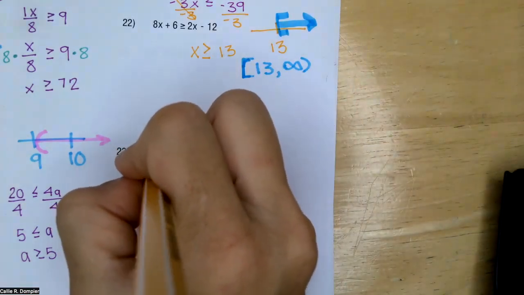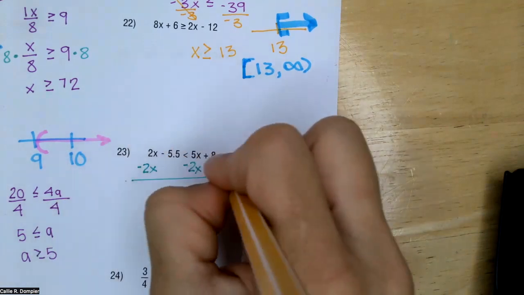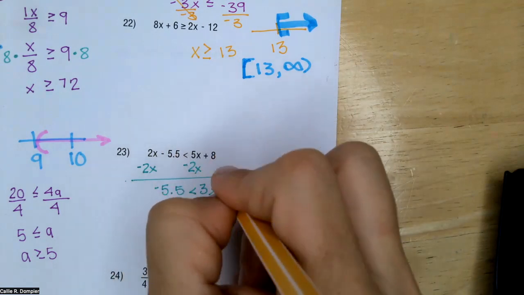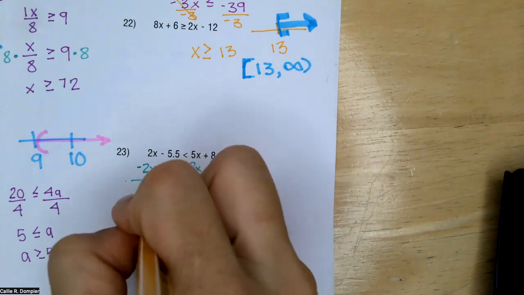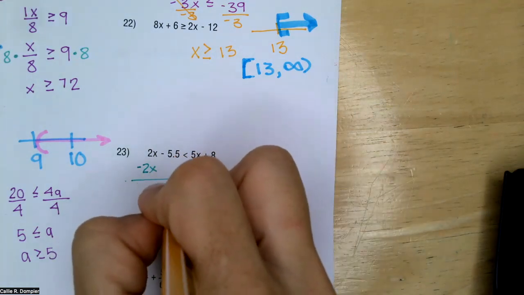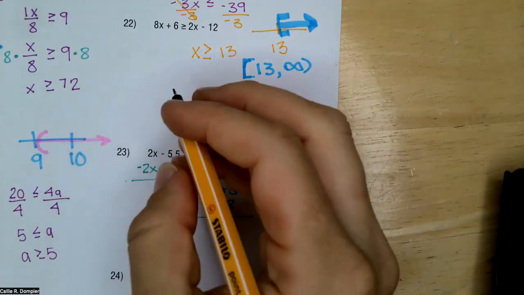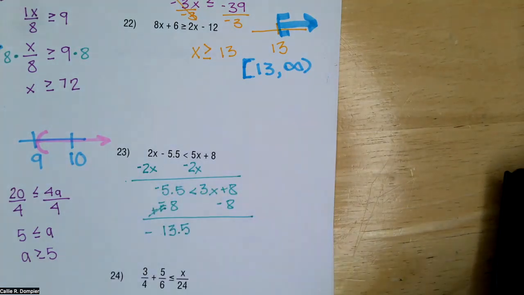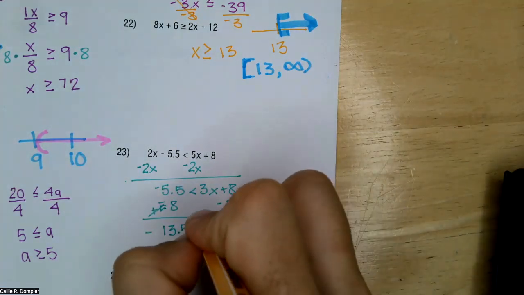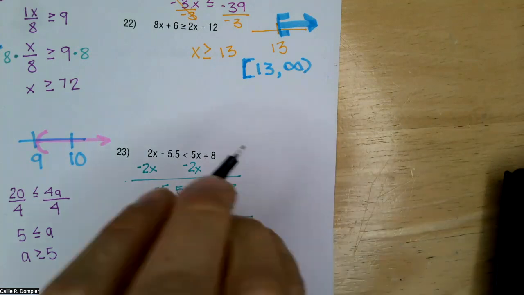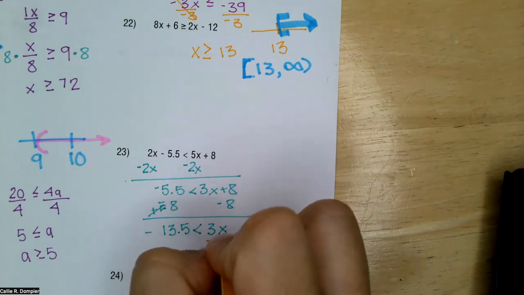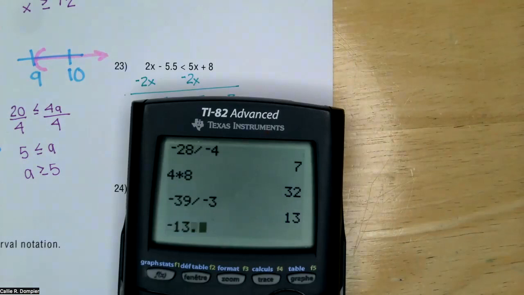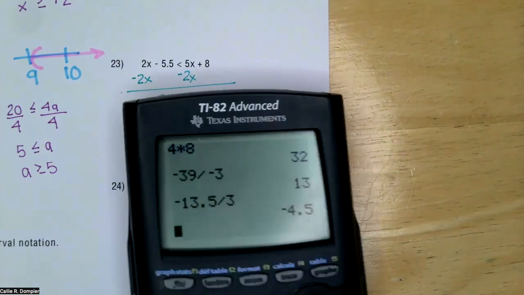Let's do it the other way. So I'll subtract 2x to get the x's together. Negative 5.5 is less than 3x plus 8. Moving the 8 over here. Subtract 8. You're combining them. 8 and 5.5 is 13.5, but they were both negative. So we have negative 13.5 is less than 3x. Now we're going to divide by 3. Negative 13.5 divided by 3 is negative 4.5.